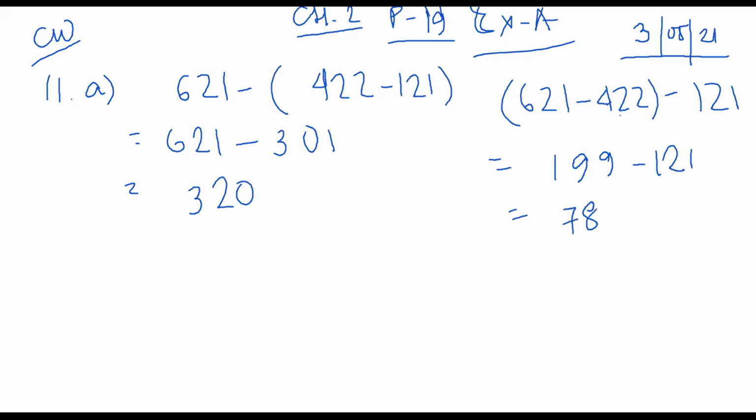Have I done it correctly? Here for these two sums, you will write the answers like that. 320 is not equal to 78. So the property which I left in the previous class, property 4, the associative law.